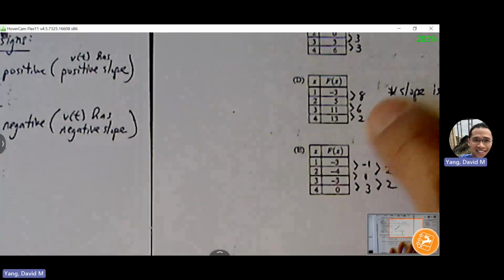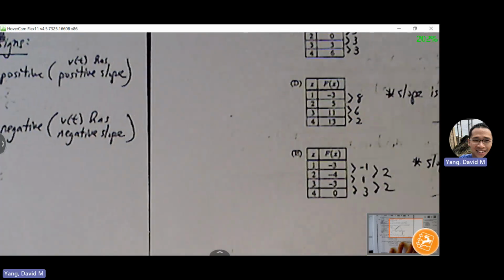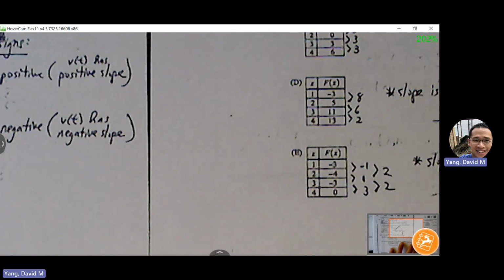So part D, it does fulfill the condition of the slope being positive, right? 8's a positive slope, 6's a positive slope, 2's a positive slope, but the slope is not increasing, so D is out. Okay, so I have another question. If you want to get to concavity from just the way that we're getting the slope by hand, you would just take the slope of it again? That's right.